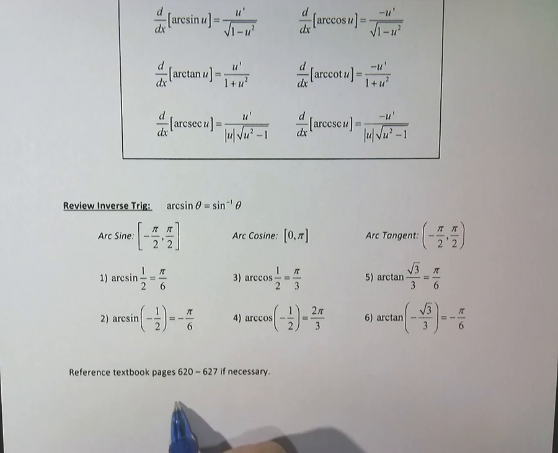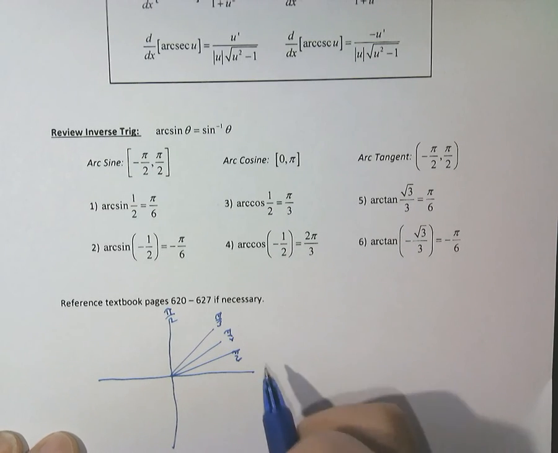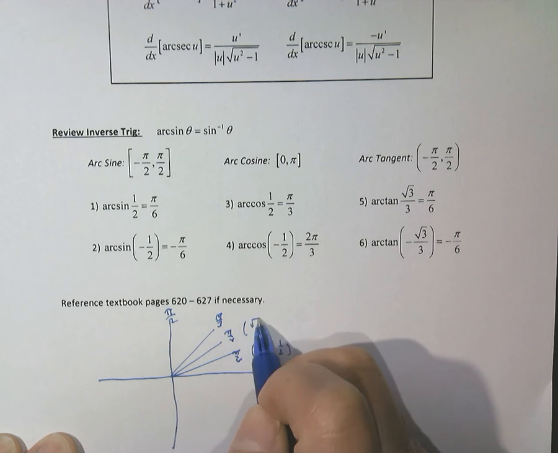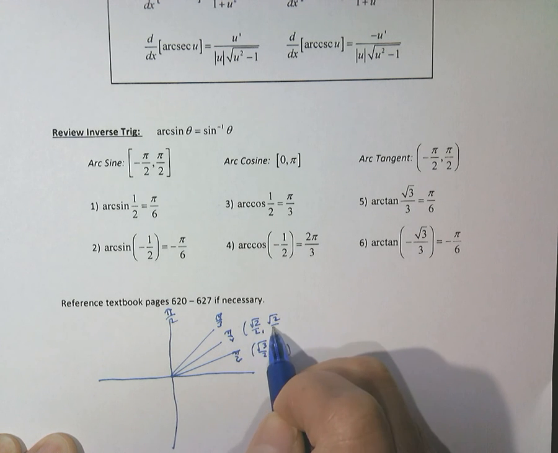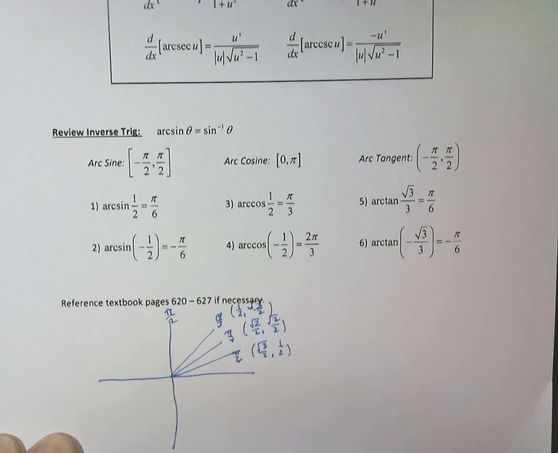to pi/2. So if we go and look at -pi/2, this is -pi/2. And this is pi/2. If I draw these angles in here, this would be pi/6, pi/4, and pi/3. And the points that go with that are going to be the square root of 3/2, 1/2, square root of 2/2, square root of 2/2, and 1/2, square root of 3/2.